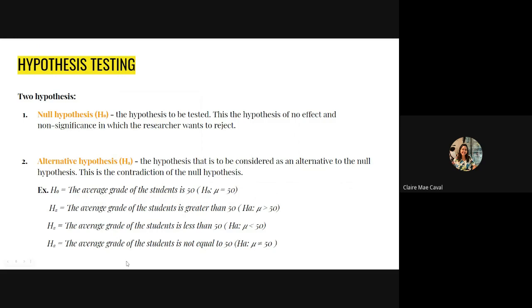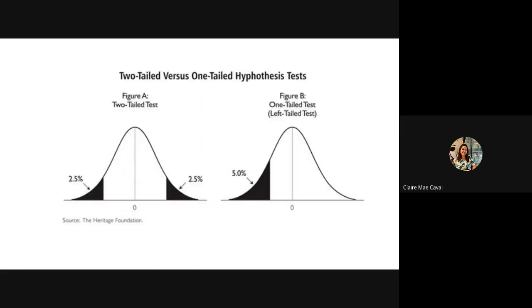So again, two hypotheses: you have the null and alternative hypothesis. Here, you have your two-tailed versus your one-tailed hypothesis test. Again, this is the two-tailed. In your two-tailed test, this is 0, and this is the positive side and the negative side. In your x-axis, you have here the negative, and here the positive.